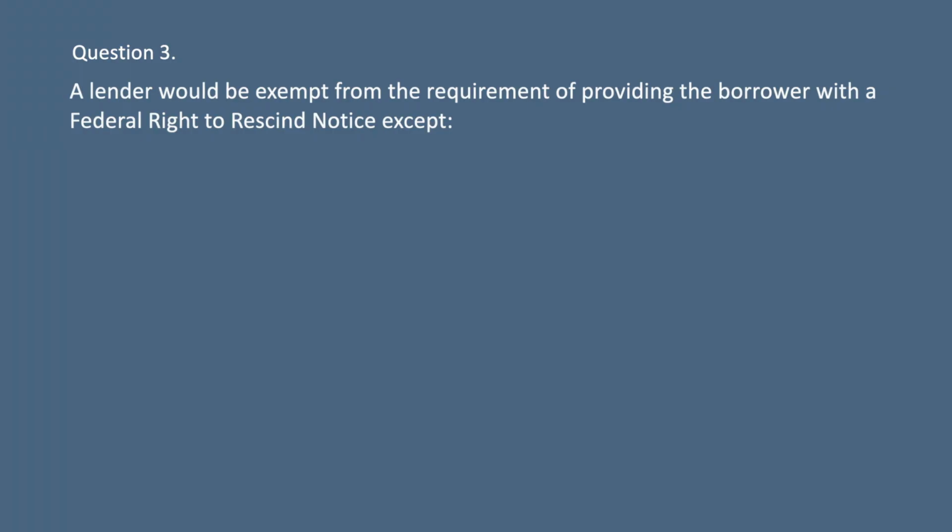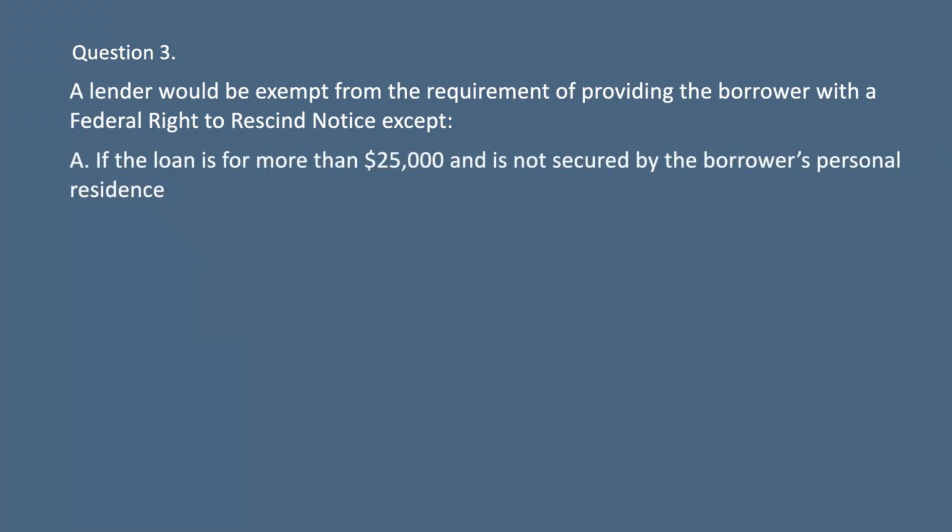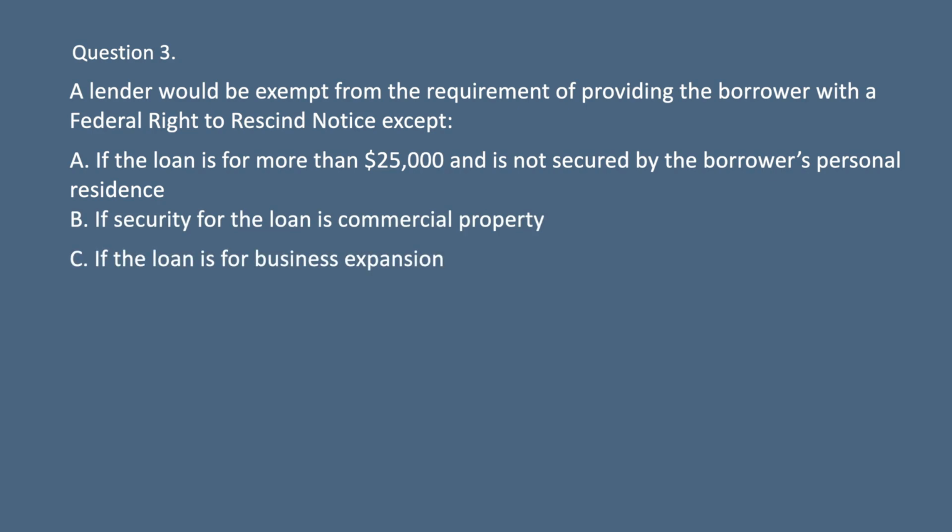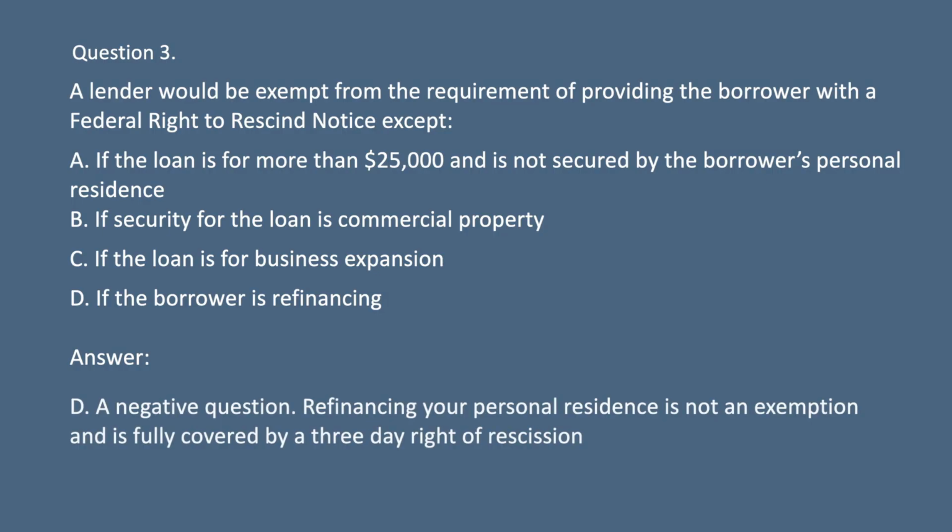Question 3. A lender would be exempt from the requirement of providing the borrower with a federal right to rescind notice except A. If the loan is for more than $25,000 and is not secured by the borrower's personal residence. B. If security for the loan is commercial property. C. If the loan is for business expansion. D. If the borrower is refinancing. Answer: D. A negative question. Refinancing your personal residence is not an exemption and is fully covered by a 3-day right of rescission.